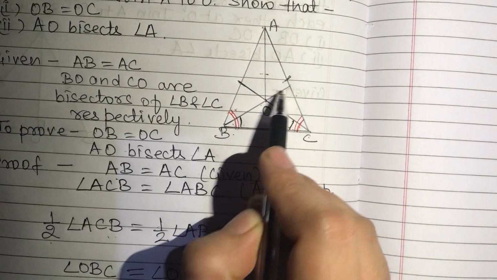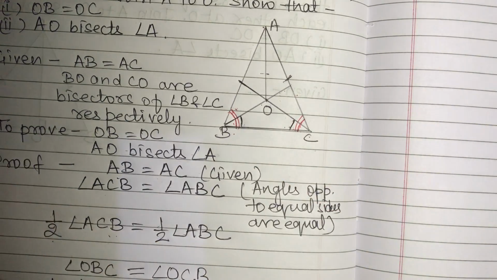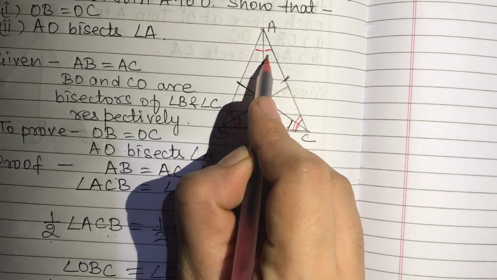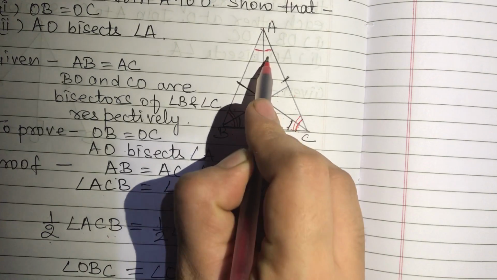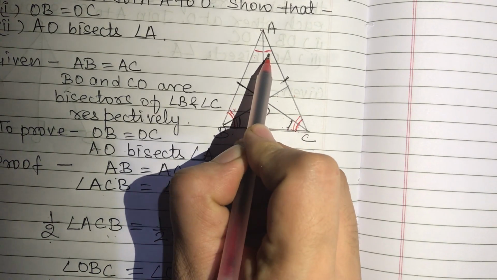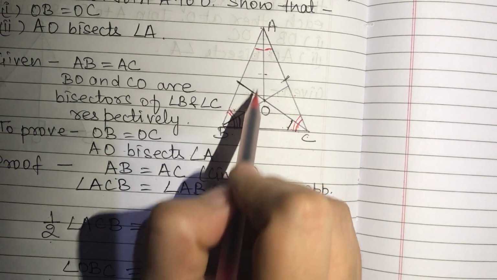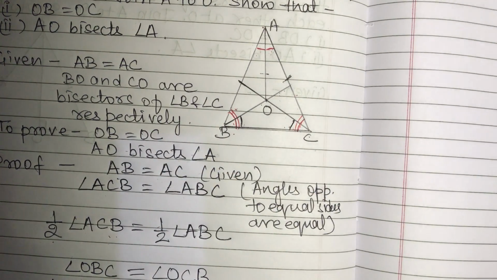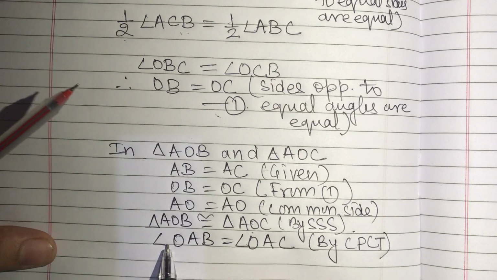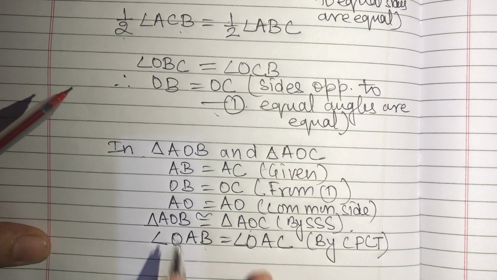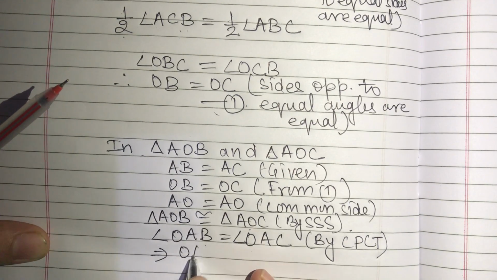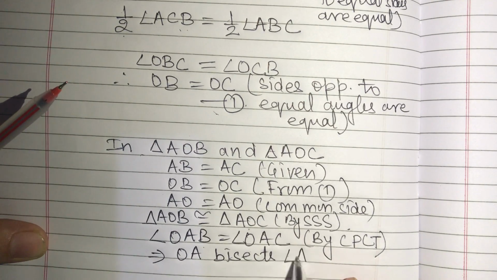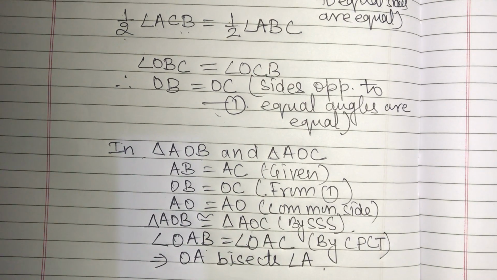Since these two triangles are congruent, this angle is equal to this angle by CPCT, which means this line AO is bisecting my angle BAC. So angle OAB equals angle OAC. This implies OA bisects angle A. Hence we have proved both the parts of the question.